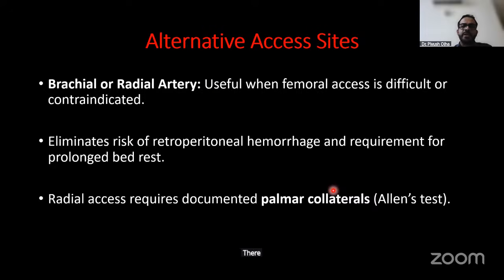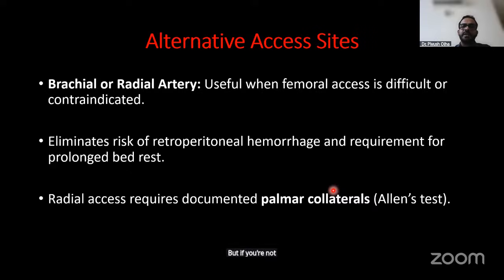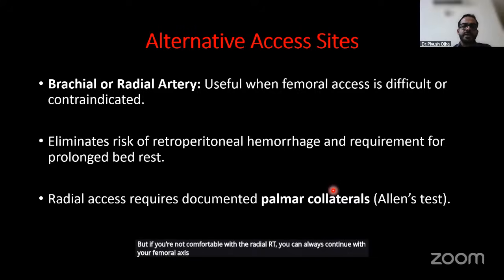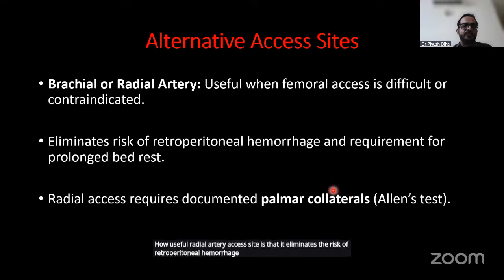There can also be alternative access sites. A lot of people have started using the radial artery because it's very comfortable for the patient, especially as the patient can be ambulated earlier. But if you're not comfortable with the radial artery, you can always continue with your femoral access. How useful radial artery access is that it eliminates the risk of retroperitoneal hemorrhage and also the requirement for prolonged bed rest.